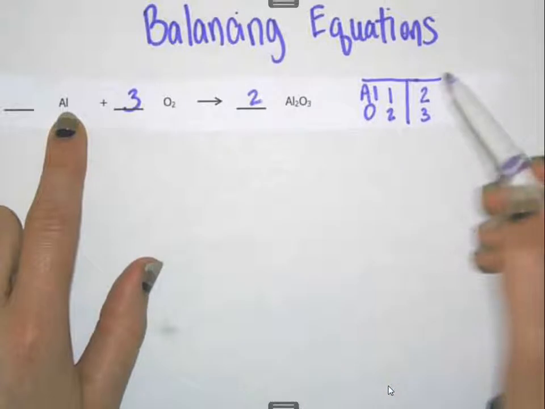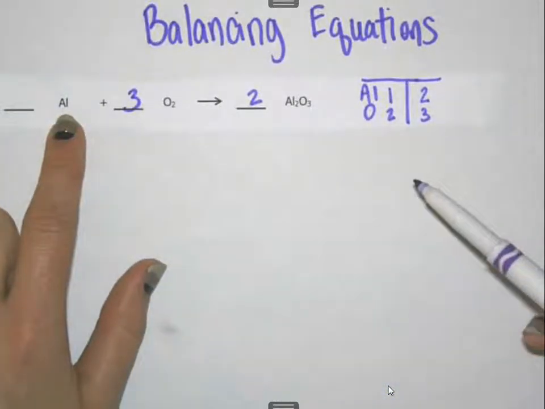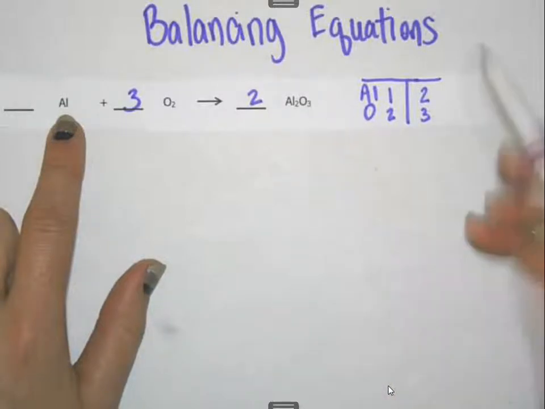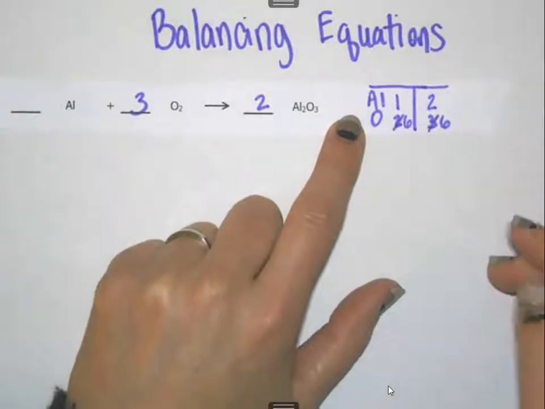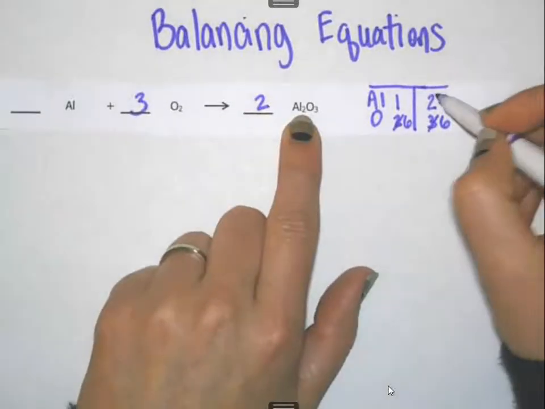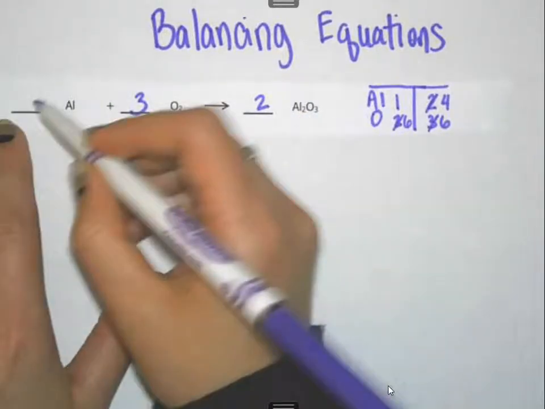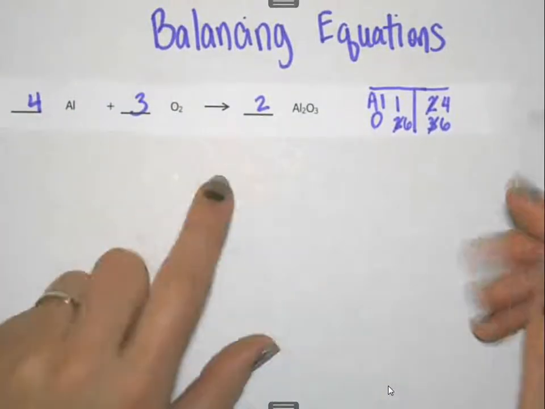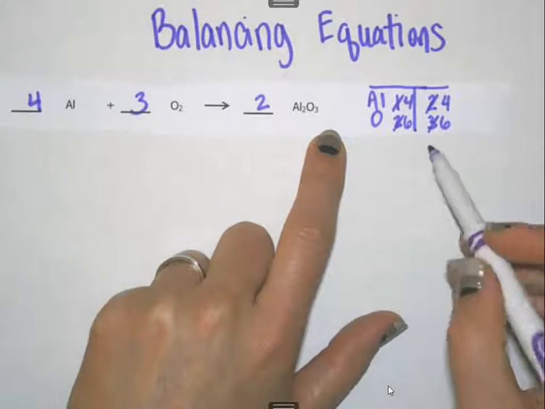So I'm going to put a 3 in front of this oxygen, and I'm going to put a 2 in front of Al2O3. The 3 will multiply the 2 and give me 6 oxygens. The 2 will multiply the 3 oxygens and give me 6. So my oxygens are now 6 and 6. When I put the 2 there, that changes my aluminum to 4 aluminums. Well, if I have 1 on this side, I can easily multiply by 4 and have that become 4 aluminums and 4 aluminums. So now I have 4 and 4, 6 and 6.